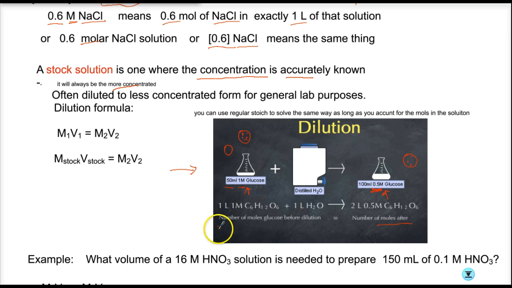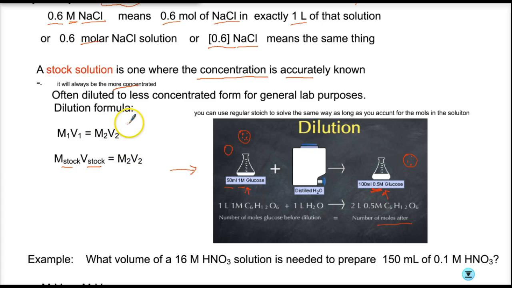All right, so the dilution formula looks like this. Taking a stock solution, we usually write it as the first part, M1, so that's the molarity of solution 1 times the volume of solution 1 must be equal to the molarity of solution 2 times the volume of solution 2.